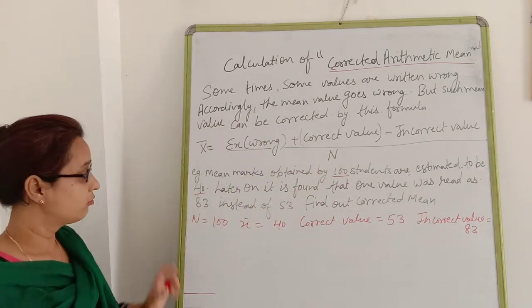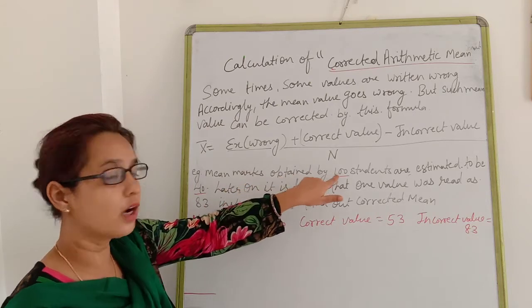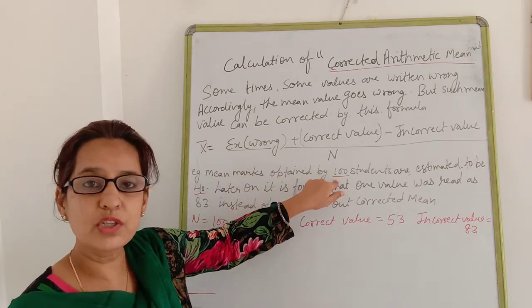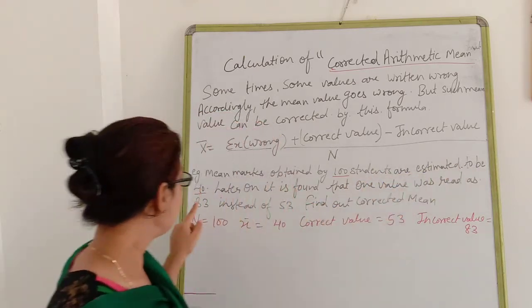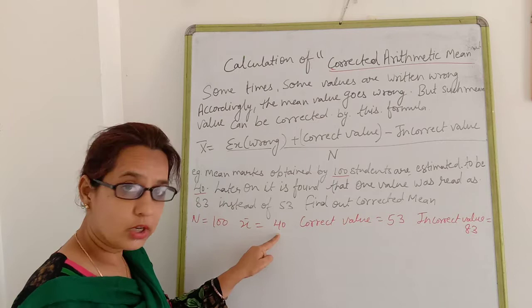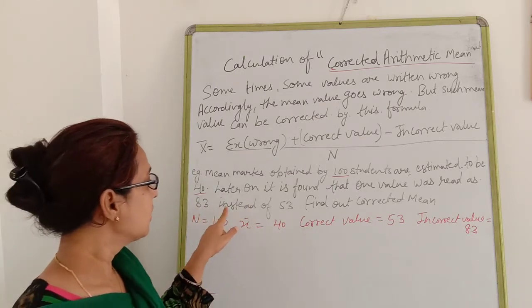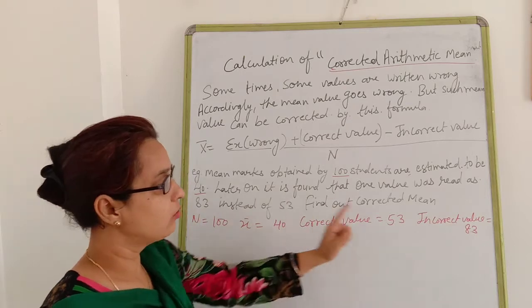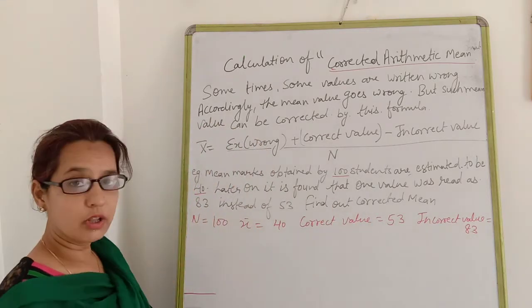Clear? First of all, understand the question. Mean marks obtained by 100 students, it means the number of students is 100, are estimated to be 40. It means the arithmetic mean is 40, x bar is equal to 40. Correct value is 53, and incorrect value is 83. Clear? Now we are going to solve the question.